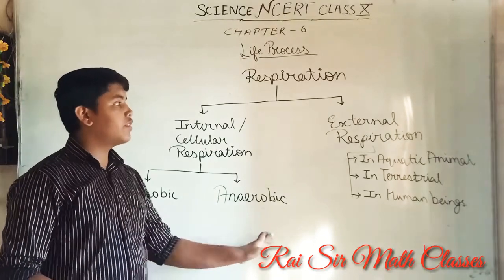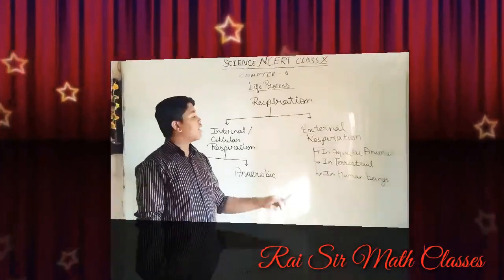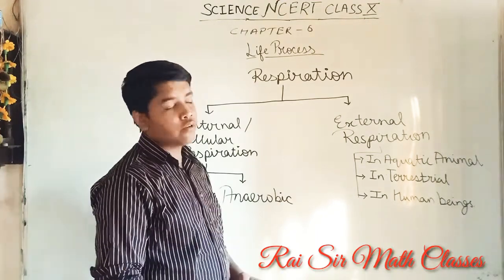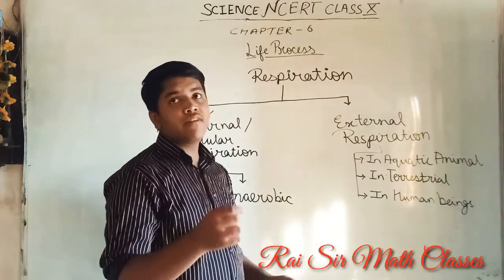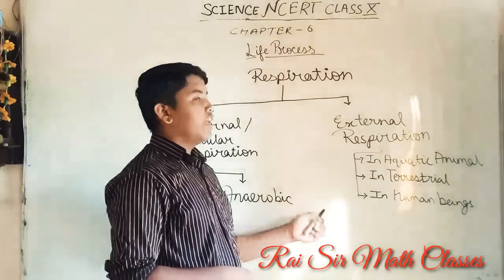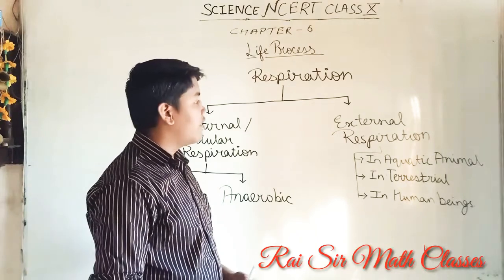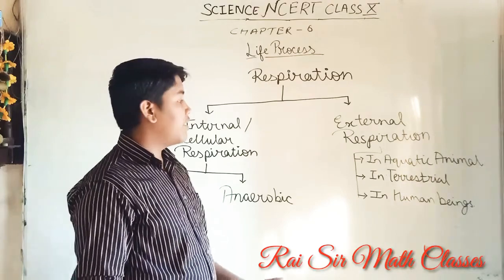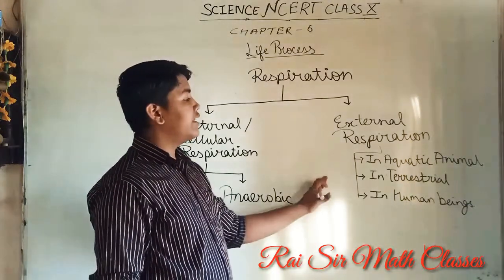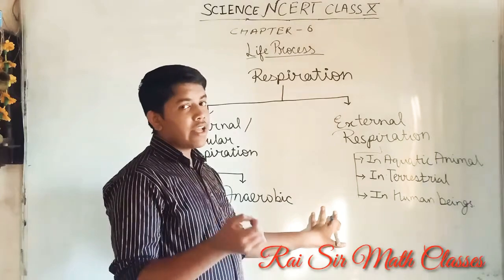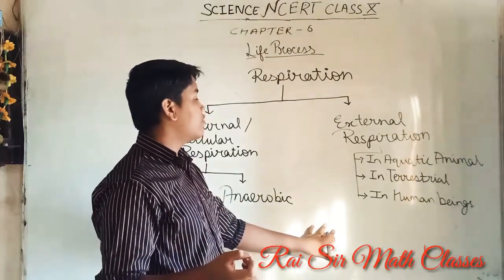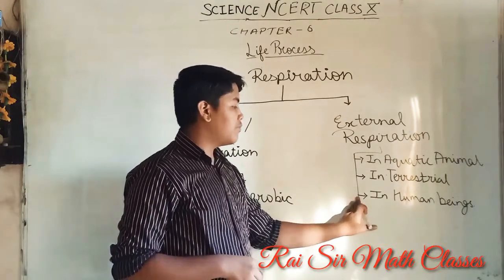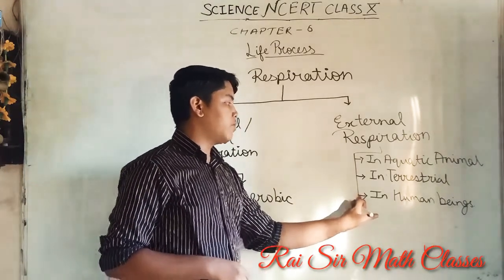So let's start with the next one, that is external respiration. In external respiration, we have three types to know. Basically there is only one difference, that is the organ. In aquatic animals there is no nose; they respire with the help of gills. In terrestrial plants, respiration takes place through exchange through stomata.